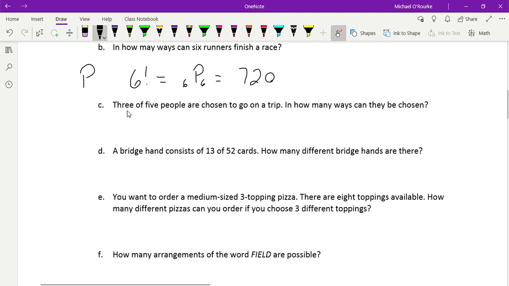Wait a second. Let me read the question. 3 of 5 people are chosen to go on a trip. In how many ways can they be chosen? But they're just going on a trip, right? Does it matter? Let's say I pick 3 people to go on a trip. You're going to Portugal. So I'm picking 3 people to go on a trip: Megan, Jenny, and Emma. You're going to Portugal. On the trip, does it matter that you were picked first and Emma was picked last? Or are you both just going on the trip?